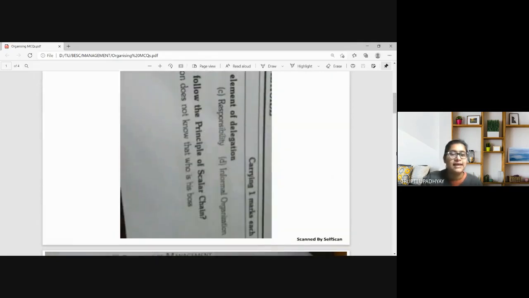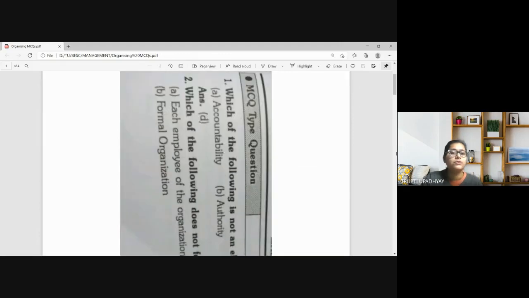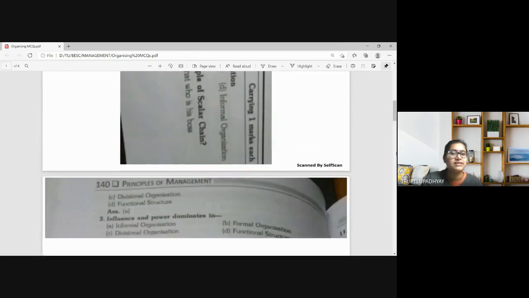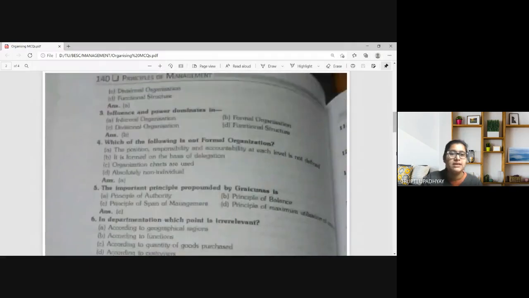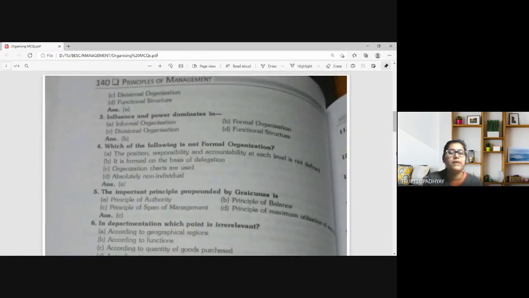So we can understand that scalar chain is not followed in option 1 because each employee in the organization does not know who his boss is. Scalar chain is basically a concept where we understand how many subordinates a manager can supervise. In formal organization, divisional organization, and functional structure, everywhere a scalar chain is followed. So the supervisor knows how many he has to supervise, and the subordinates also know who their boss is.